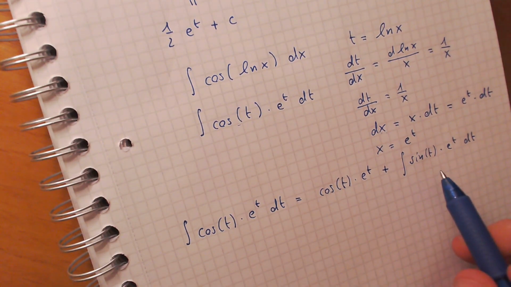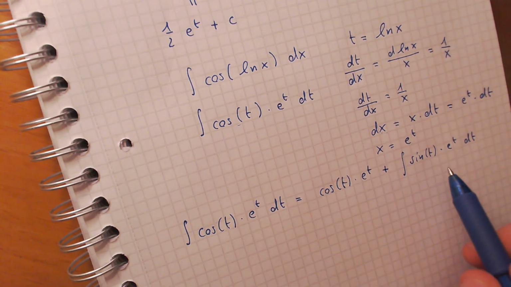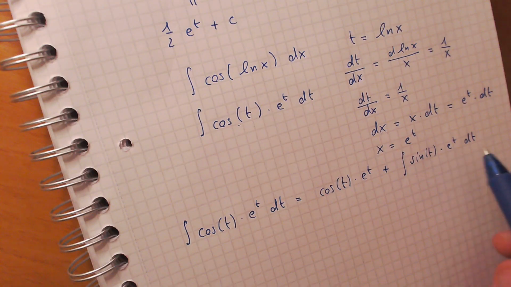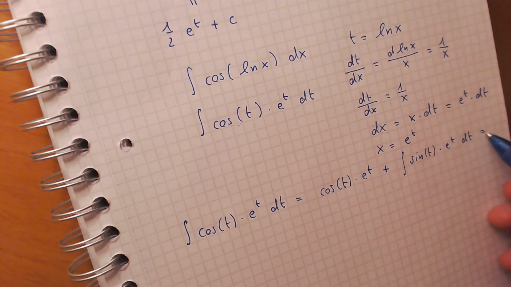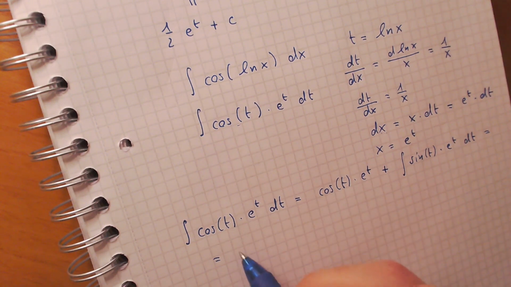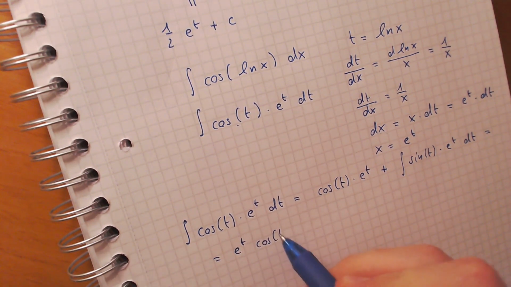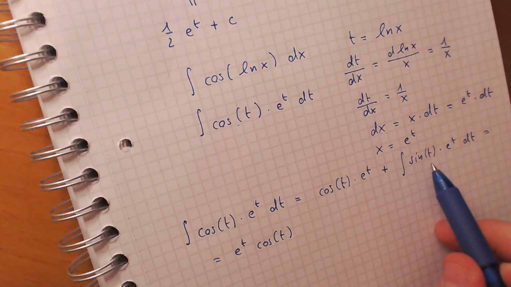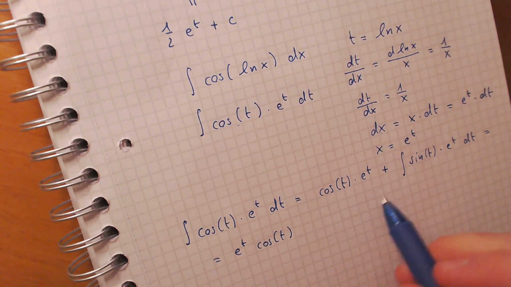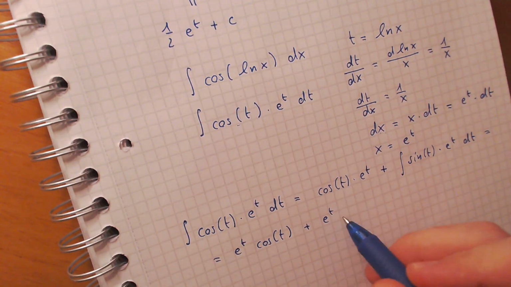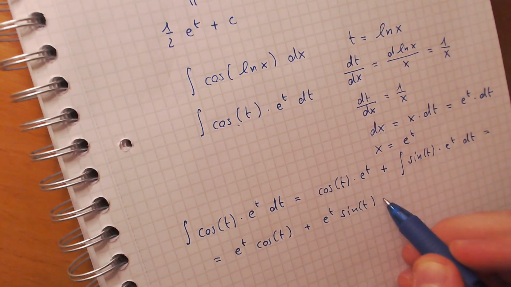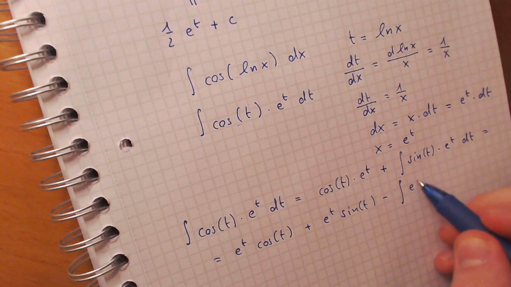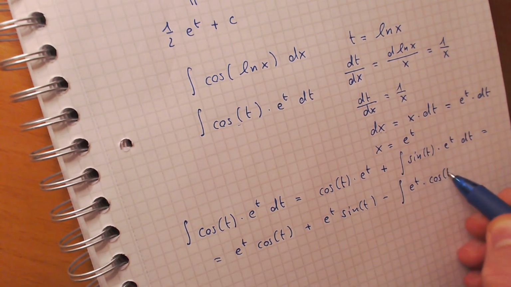Okay, so it seems that we didn't solve anything, but actually we can consider again an integration by parts. So we can consider an integration by parts of this integral, because if we write again this, e^t cosine of t, and then we consider an integration by parts of this, we get plus e^t sine of t minus the integral of e^t times cosine of t dt.